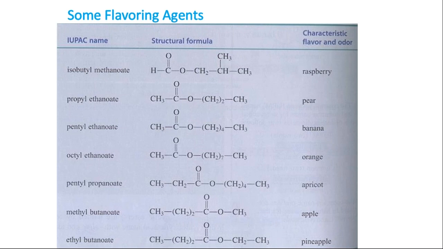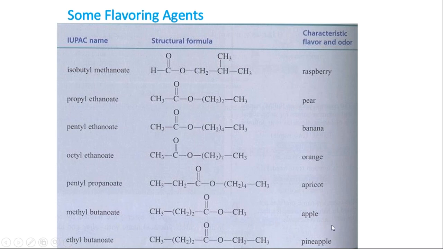Here is a group of some flavoring agents. This is what you will find mainly in your ice creams and biscuits and things which give you the flavor. Instead of actually adding a raspberry flavor, these flavoring agents are added. So you have isobutyl methionate, which has a raspberry flavor; pentyl ethionate, which gives you banana; octyl ethionate, which gives you orange; pentyl propionate, which gives you apricot; methyl butanate, which gives you apple; and ethyl butanate, which gives you pineapple flavor.